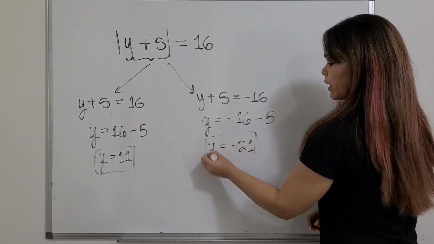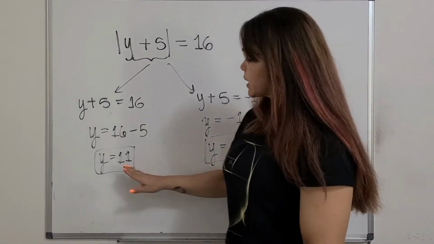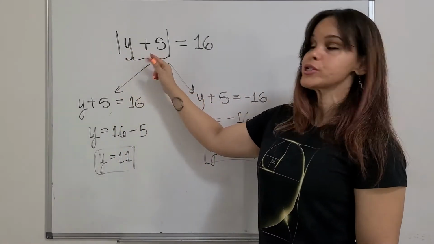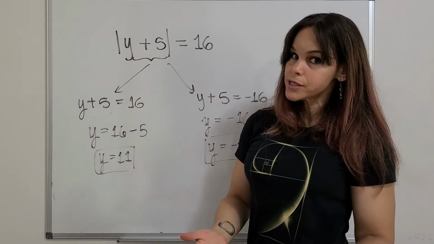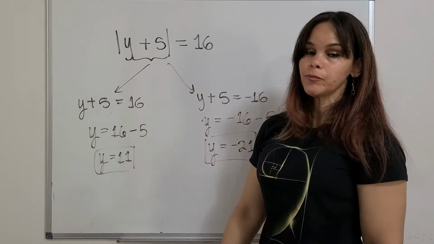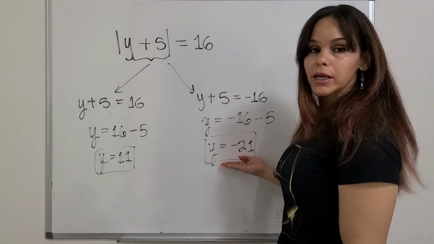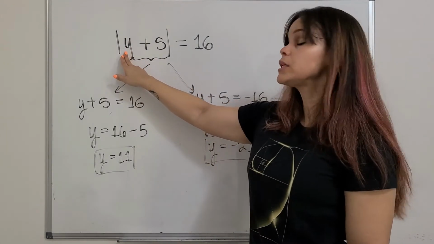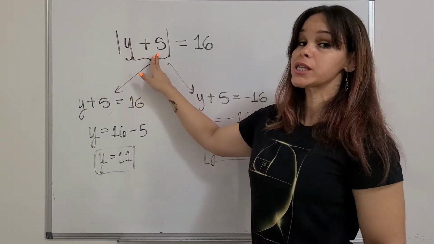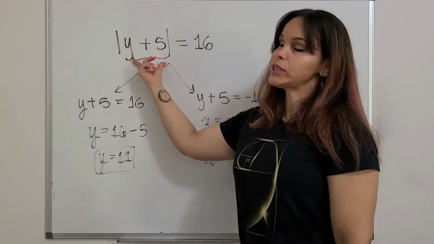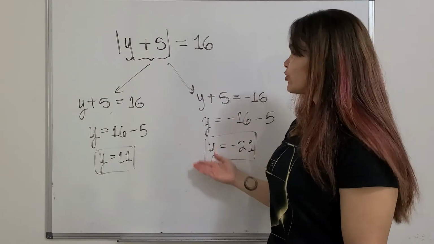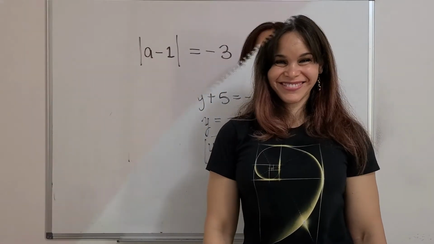And we can verify if this is true. I can take the 11 and replace it here. So we have 11 plus 5, which is 16, and the absolute value of 16, which we know is going to give 16. And similarly for -21, if I replace the -21 here, this is -21 plus 5, which is -16, and then when we take the absolute value, it's going to give you 16. So here we have the two solutions for this equation.